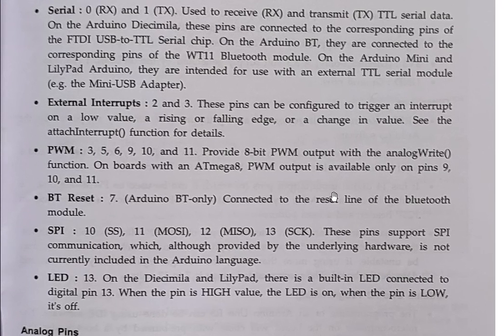So now what is serial? Serial communication is there. Pin 0 is for RX and pin 1 is for TX. So pins 0 and 1 are for RX and TX, used to receive, that's RX, and transmit, that means TX. Okay, so TTL serial data are there, and on the Arduino board these pins are connected to the corresponding pins of the FTDI USB to TTL serial chip.